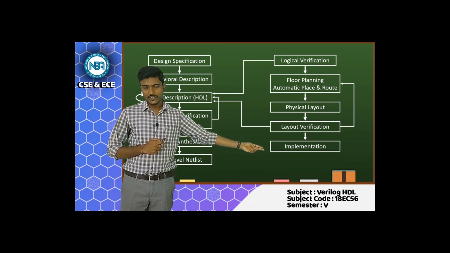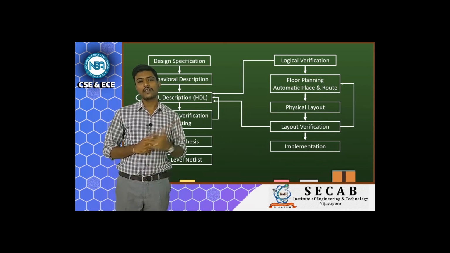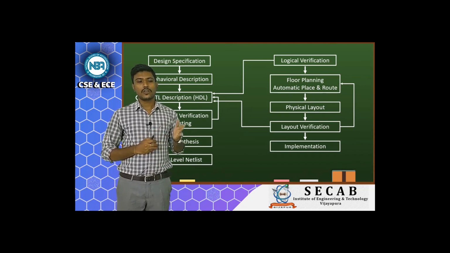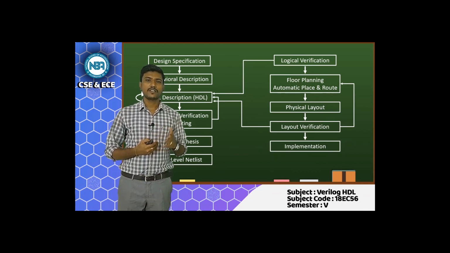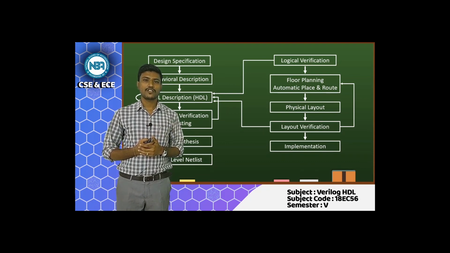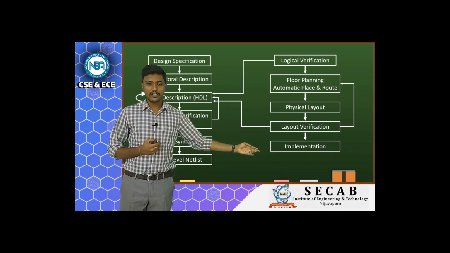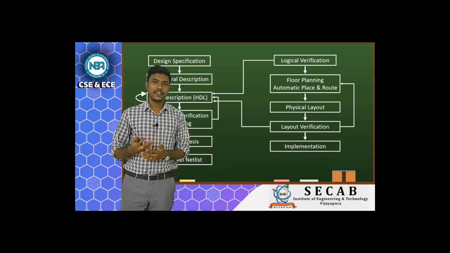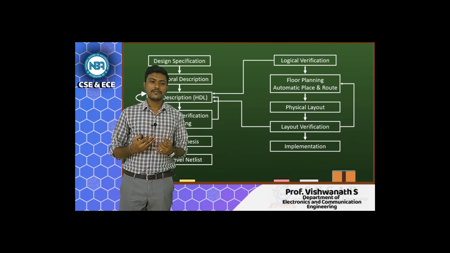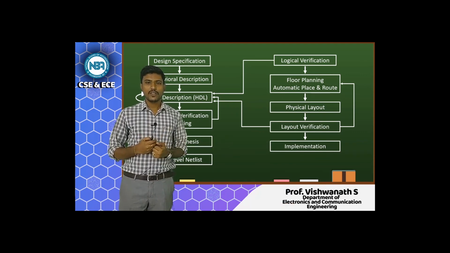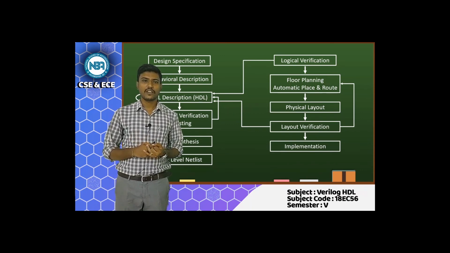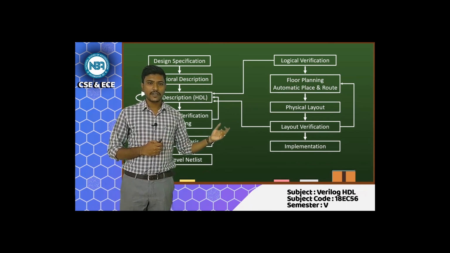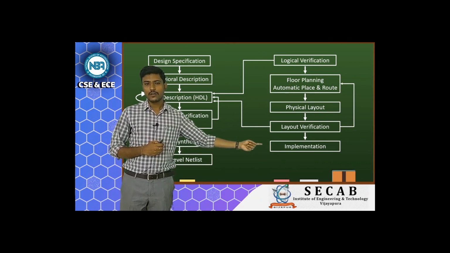Implementation is nothing but, once the whole design is ready, we convert it in terms of a technology file, and then we send that technology file to the fabrication process. The technology file might be GPDK 180 or GPDK 90. Whether you want the whole design implemented in 180 nanometer technology or 45 nanometer technology, all of that is taken care of. Based on that, we are going to implement.